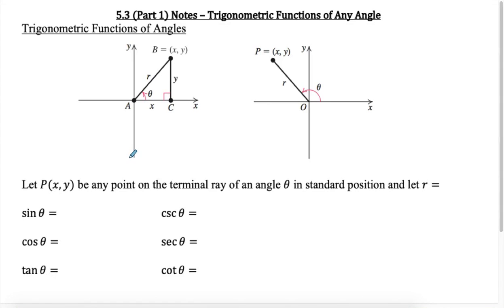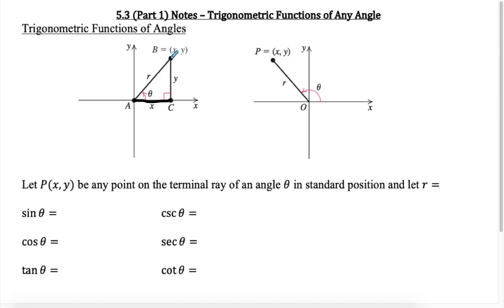All right, in 5.3 part 1, we are going to expand our study of right triangles into the coordinate plane. So first, we are just going to define our six trig functions in terms of a point on the terminal ray of an angle. We're still going to kind of think in terms of right triangles. Let's say that we take our angle, theta, and we put it in standard position. Here's where we're starting on the positive x-axis, and then I'm rotating that ray in the counterclockwise direction, and I'm ending up here on this ray.